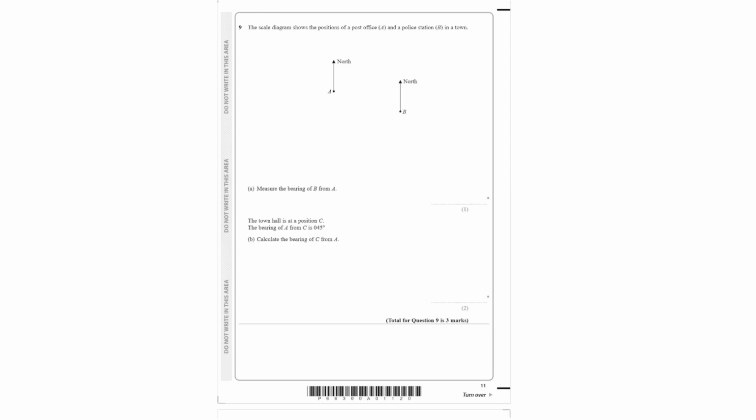Measure the bearing B from A. So if we continue a line here, starting from A, we move clockwise. We find this to be 107 degrees. Always remember to use your protractor or ruler in the exam. The town hall is at position C. The bearing of A is 045 degrees. So it's about here, 45.